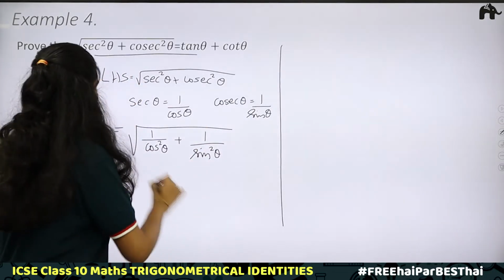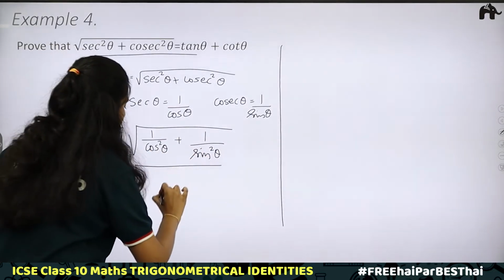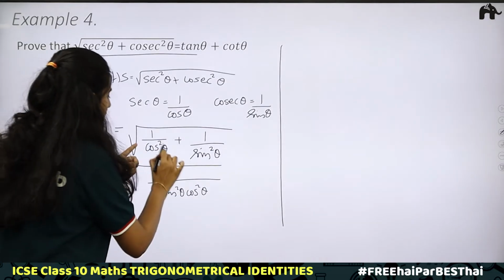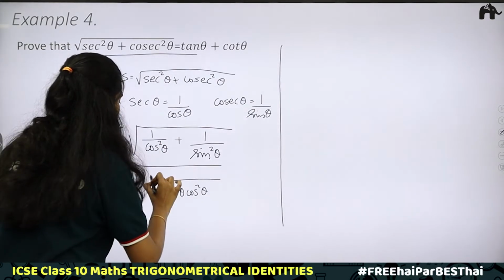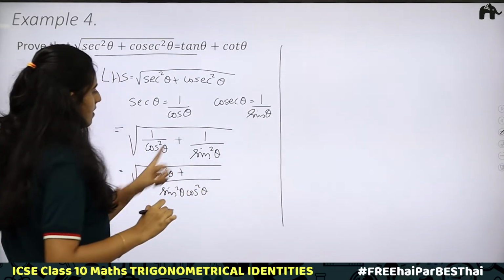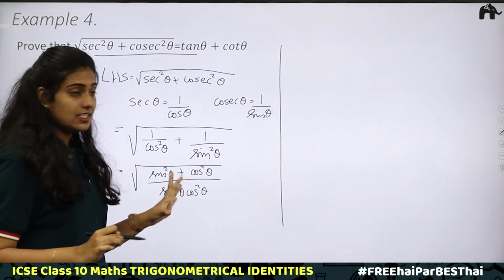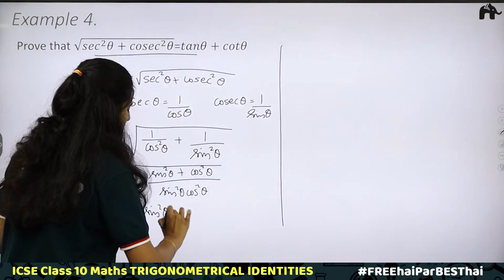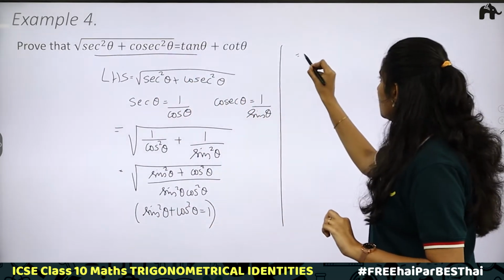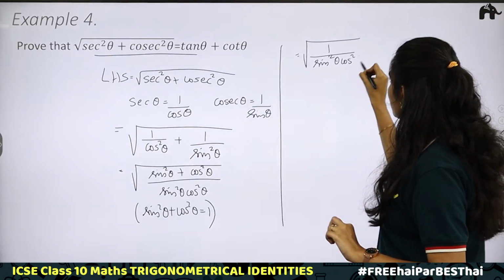Okay. Next step, taking LCM. Here denominator is cos square theta and here it is sin square theta. Therefore LCM we get sin square theta into cos square theta. What about numerator? Here we have cos square theta, therefore 1 into sin square theta, which is sin square theta. Cross multiply. 1 into sin square theta, that is sin square theta, plus 1 into cos square theta, which is cos square theta. What is sin square theta plus cos square theta? Identity. We have sin square theta plus cos square theta is equal to 1. So applying this identity, we get root of 1 divided by sin square theta cos square theta.